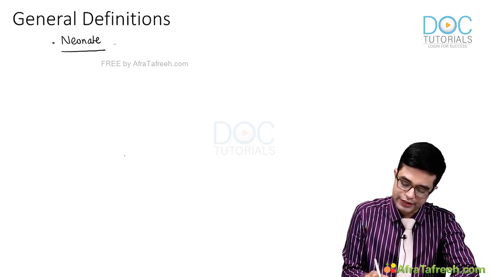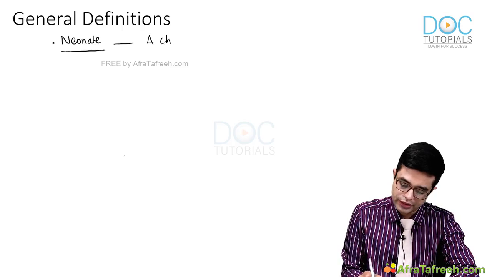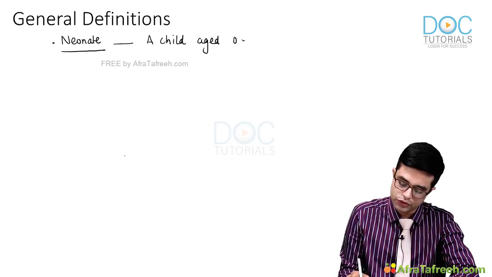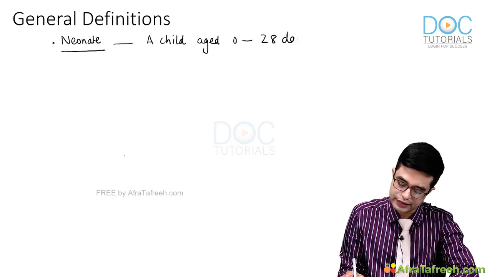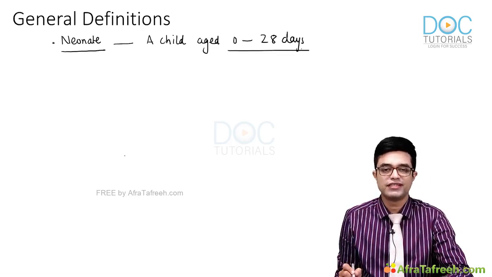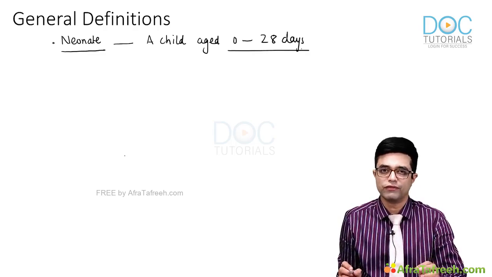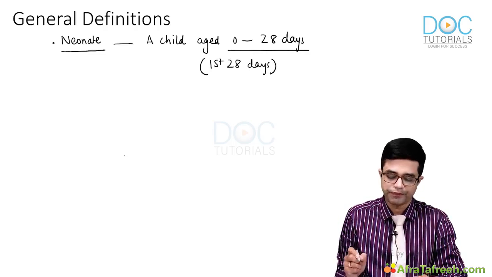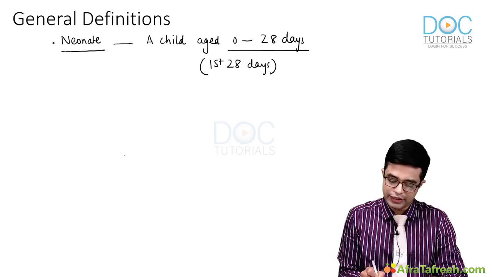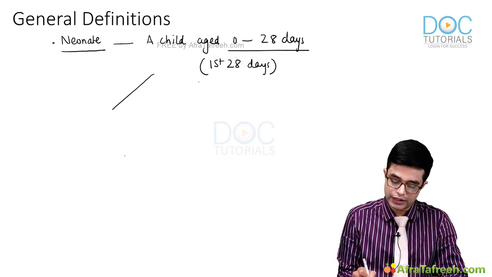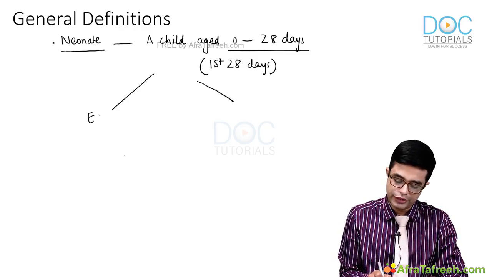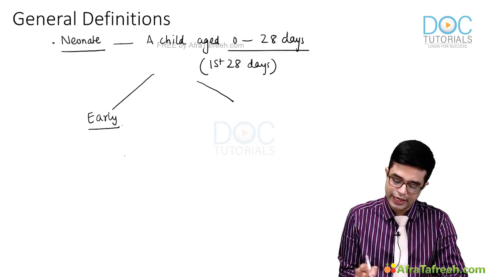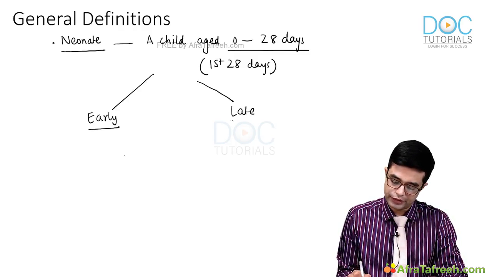A neonate is said to be a child who is aged between 0 to 28 days. 0 to 28 days means 0 means the first day of life. So the first 28 days of life is known as the neonatal period. This neonatal period is sometimes subdivided into two parts. You can have the early neonatal period and you can have the late neonatal period.